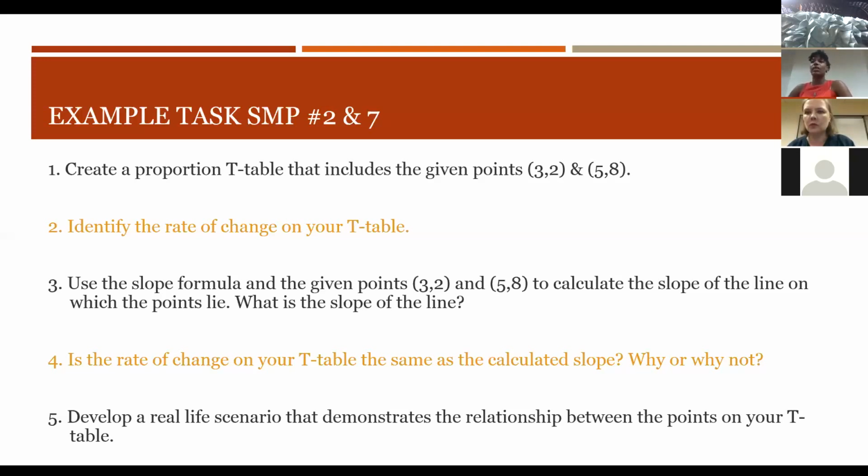Okay, so someone has asked, what is a T-table? That is an image that looks something like this. I'm going to attempt to draw it on the PowerPoint here.